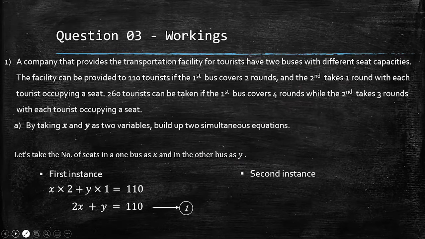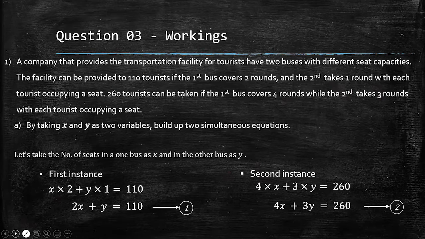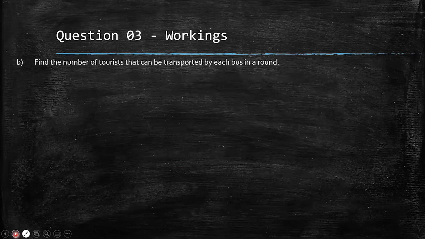In the second instance, it states 260 tourists can be transported if the first bus covers 4 rounds while the second takes 3 rounds. So x times 4 plus 3 times y is equal to 260. So 4 times x plus 3 times y is equal to 260. 4x plus 3y is equal to 260, which will be our second equation. So let's move to the next question.